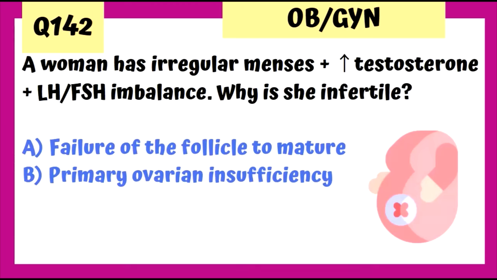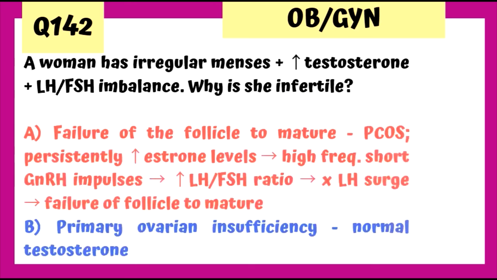Question 142. A woman has irregular menses, an elevated testosterone, and an LH-FSH imbalance. So this sounds like PCOS. Why is she infertile? That's failure of the follicle to mature. Let's take a look at the pathophysiology.